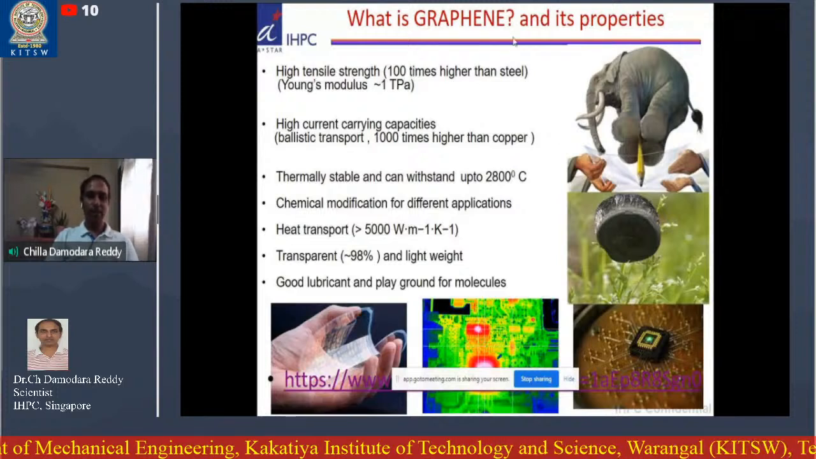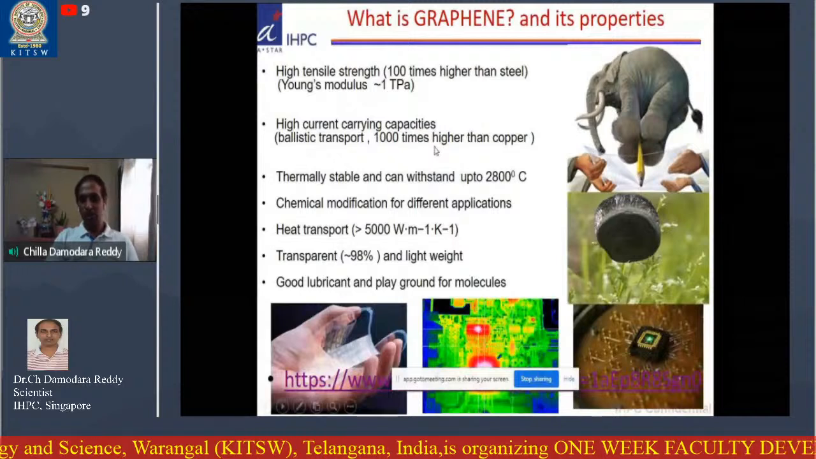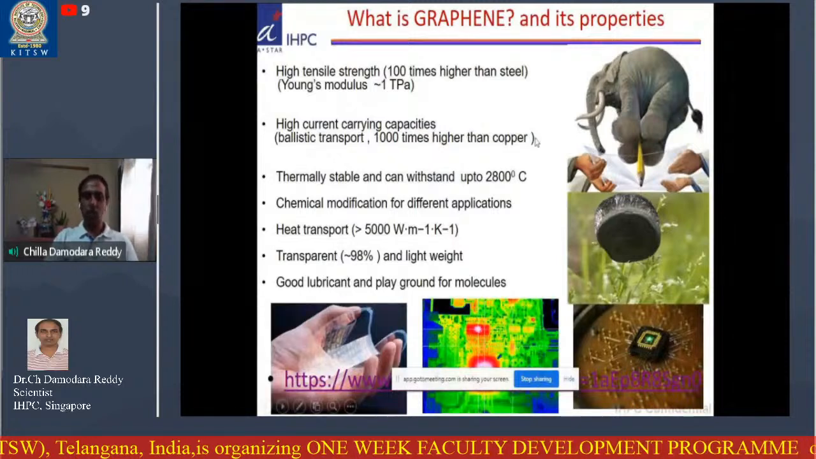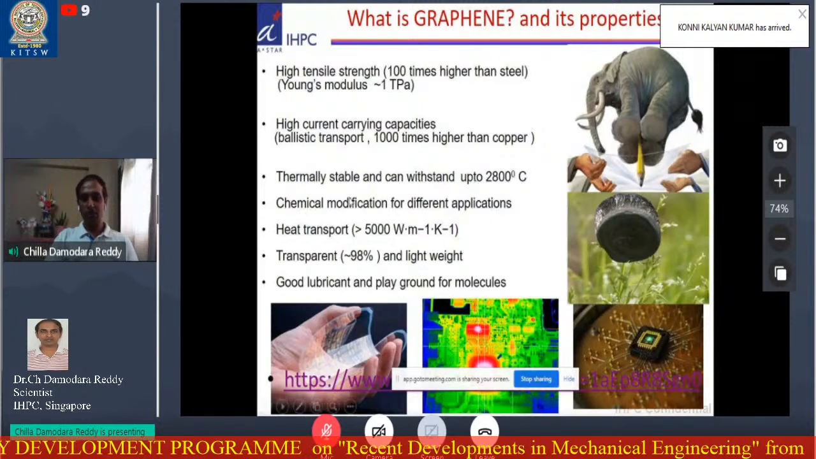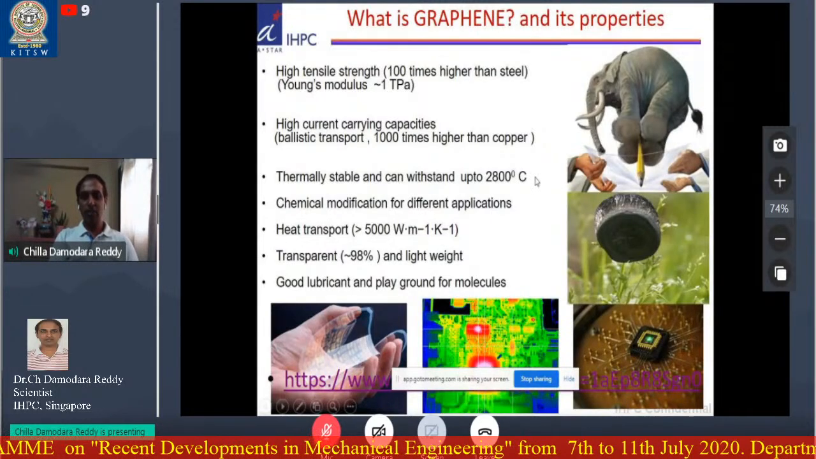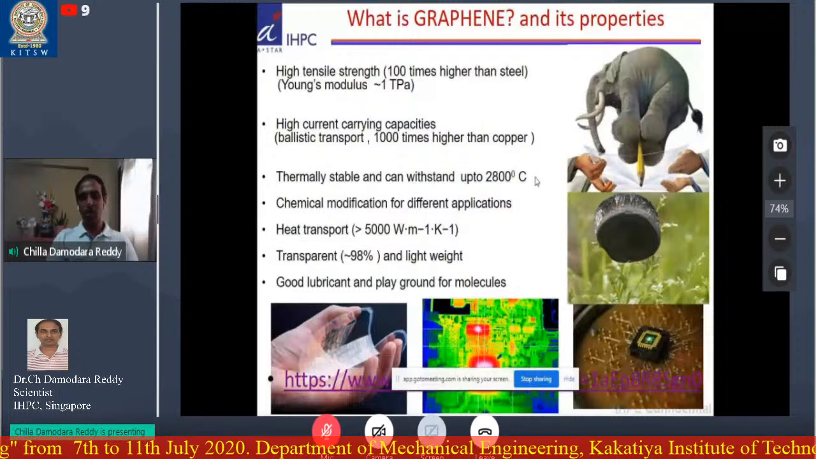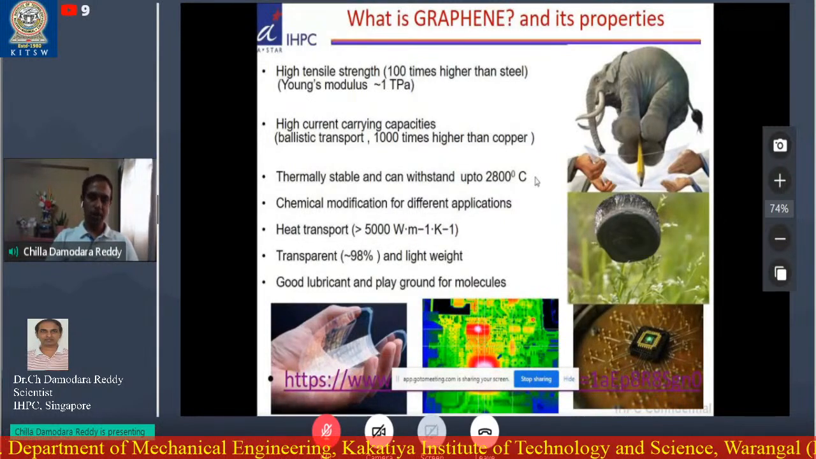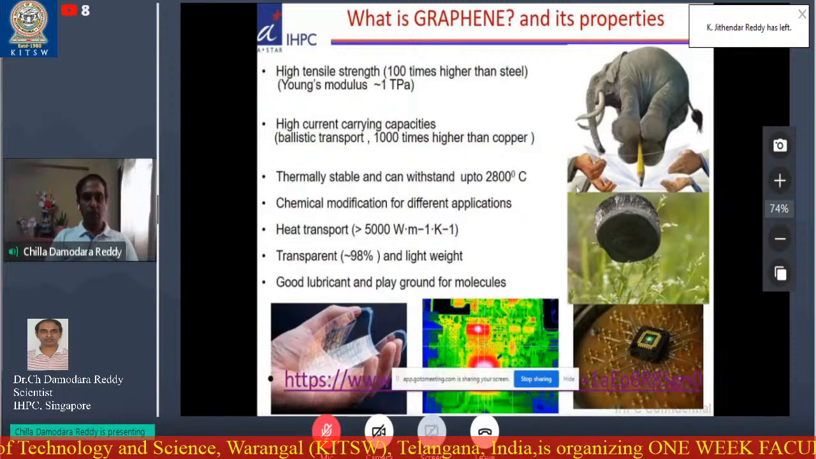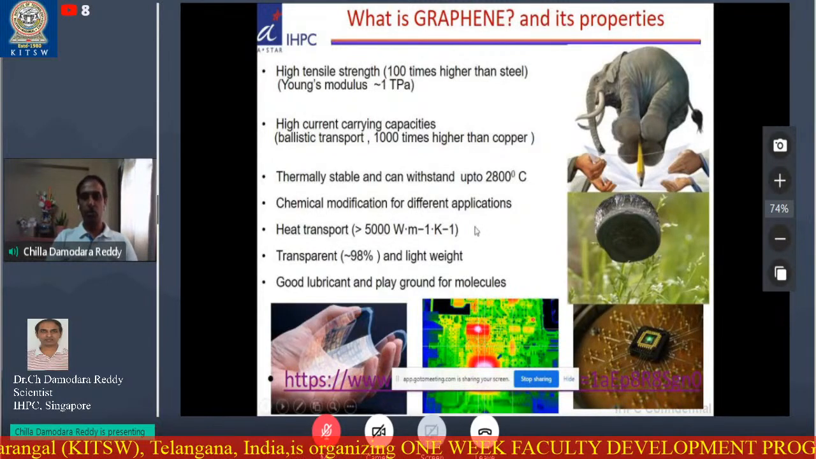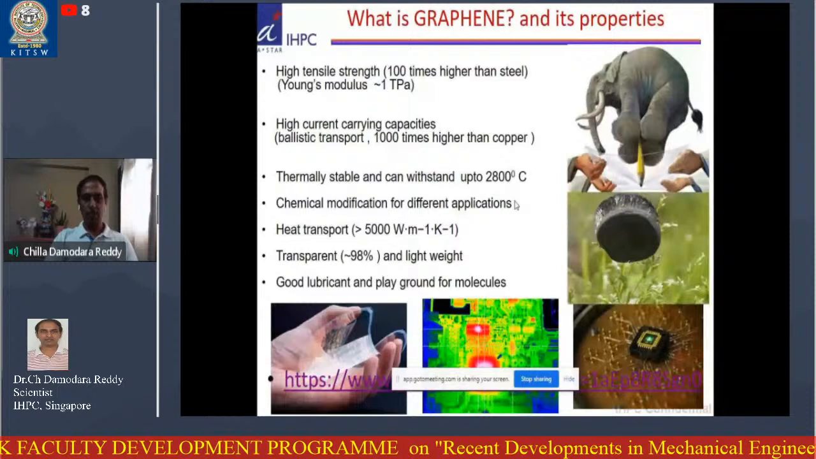If you come to the current carrying capacity, this is 1,000 times higher than copper. So we can use it for conductive applications like copper, wires and electronic applications. It is thermally stable and can withstand around 2,800 degrees centigrade. But structurally, it is stable at operating temperatures of around 1,000 or below 2,000 degrees centigrade. Later, it will disintegrate because of oxidation and other things. Chemical functionalization, chemical modification for different applications is also possible, so that you can use it for medical applications or other applications in industry.